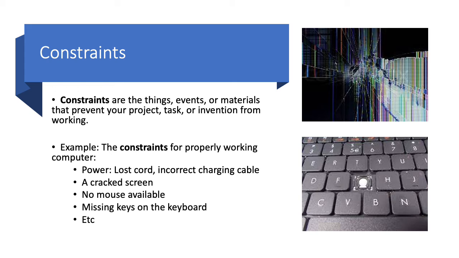So, for example, if I have a computer, the constraints for getting my computer to work, let's say I broke my screen, I lost the cord, I don't have the right fitting cord, so it can't charge, so it's just dead. Maybe I don't have the right mouse that goes with the computer. Maybe I'm missing keys on the keyboard. There are a lot of ways that your computer can not be working, or many different things that can get in the way of your computer meeting its basic criteria of functioning. On the next slide, we're going to do an example together so you can get a better idea of what constraints are.